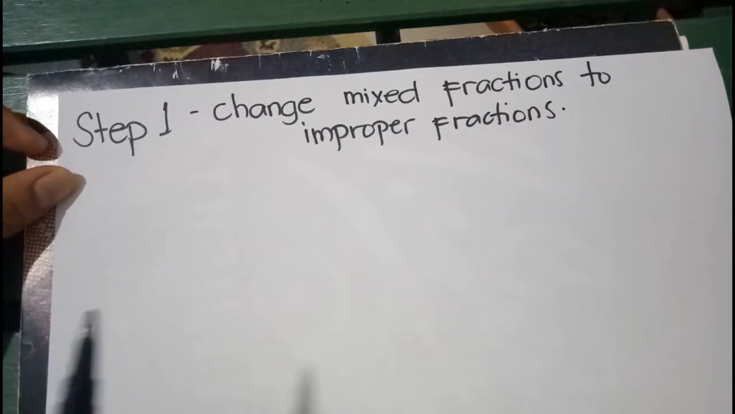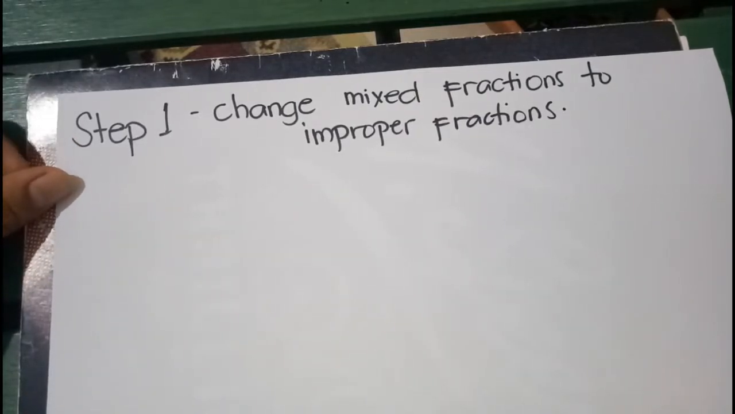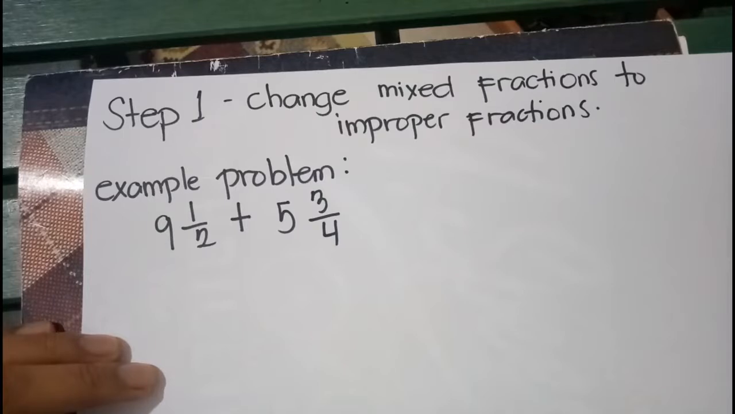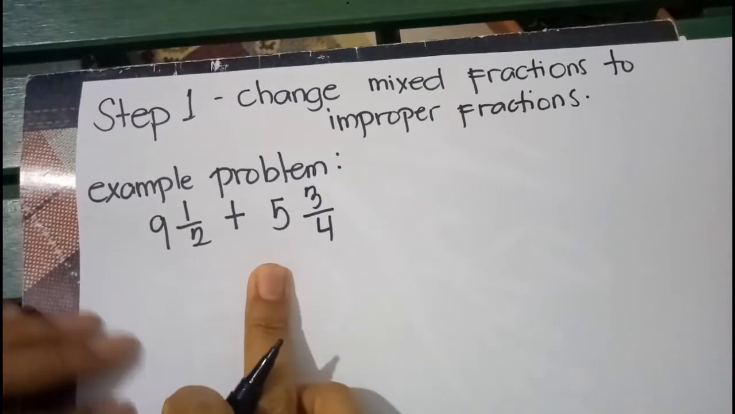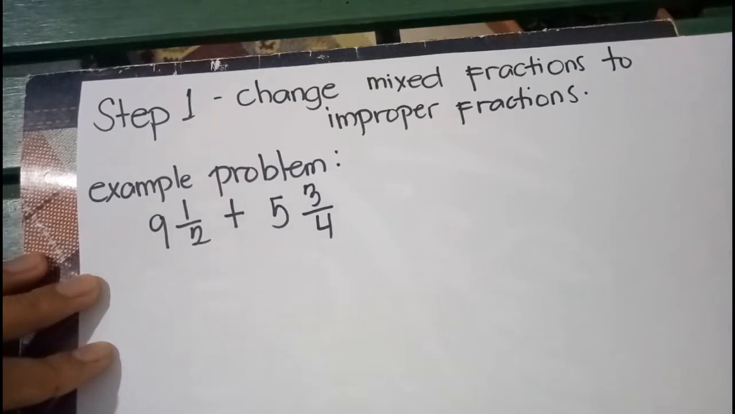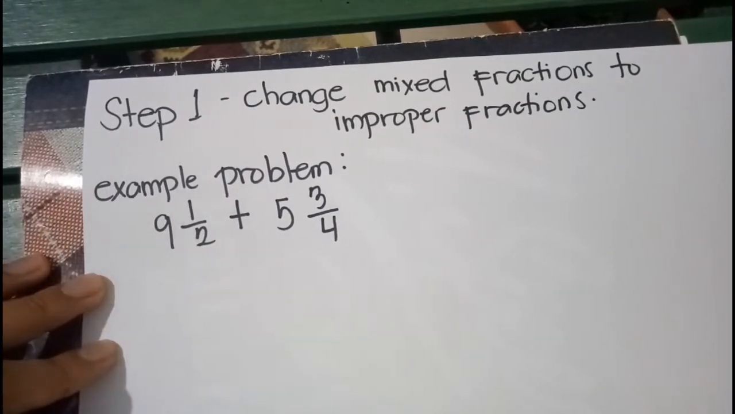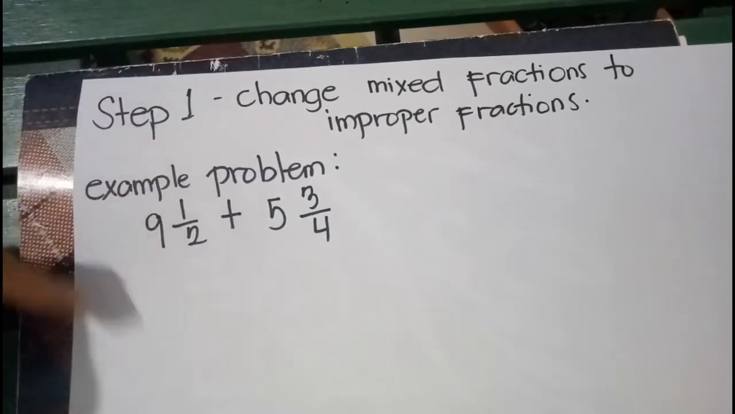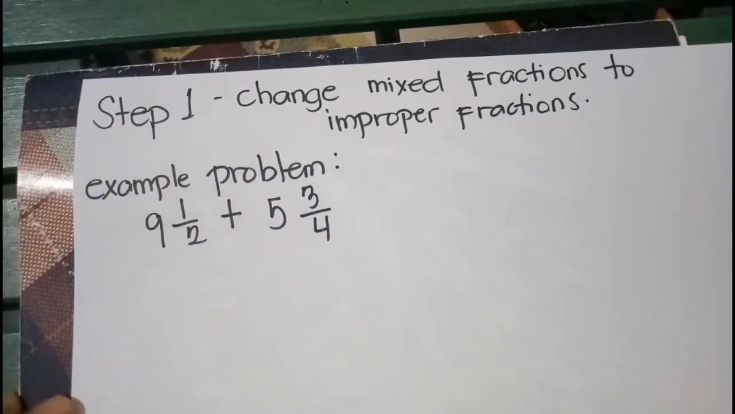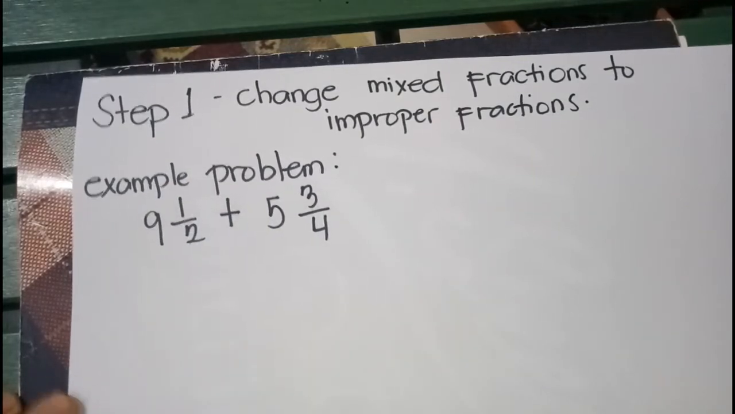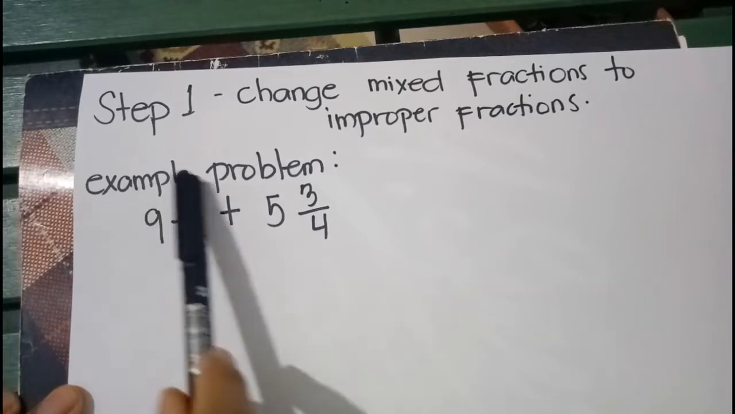Step 1 is to change mixed fractions to improper fractions. We have discussed it, but of course I'm going to show it again here. For example, we have this problem: 9 and 1/2 plus 5 and 3/4. As step 1 says, change mixed fractions to improper fractions. So we are going to change both of them, not only one. Let's start with this fraction.